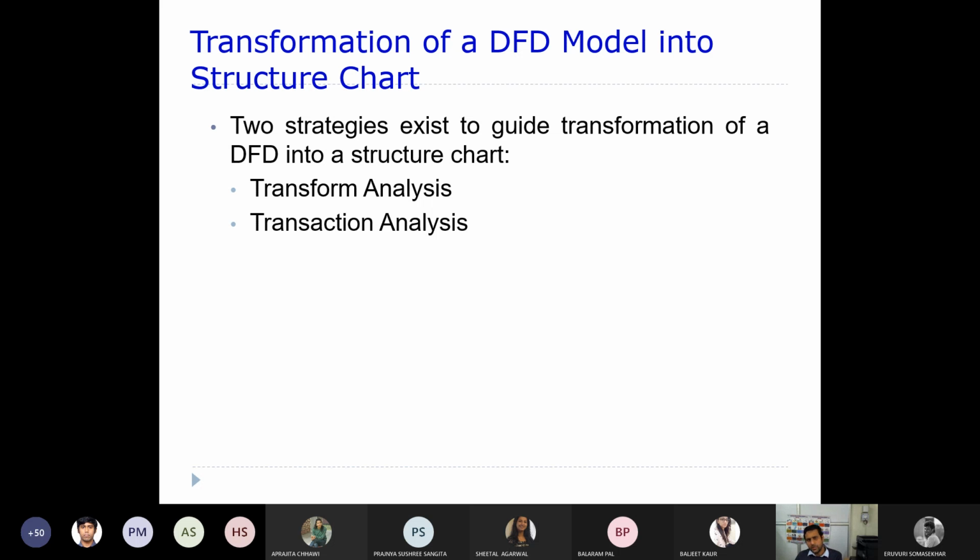Usually, in the transformation of DFDs into structure charts, it involves two strategies. The first one is transform analysis and then transaction analysis. We'll talk about these two one after the other. Going through these two, you will usually be able to successfully transform any DFD model into a structure chart.